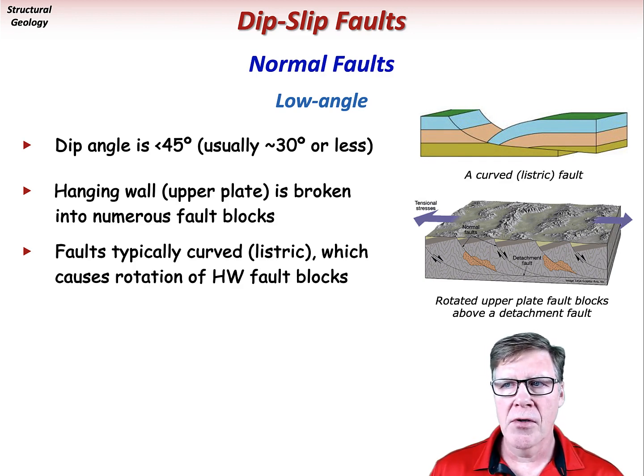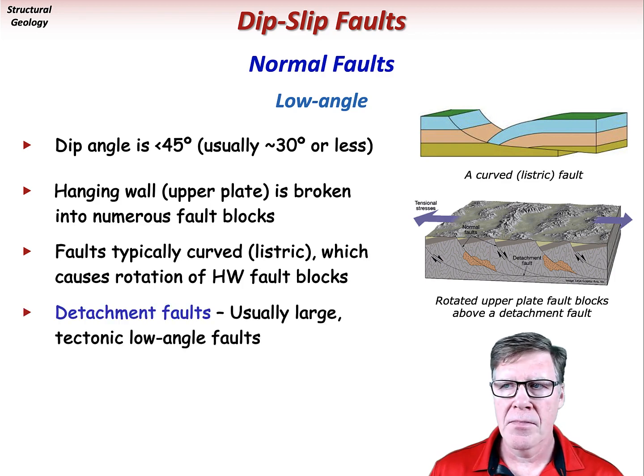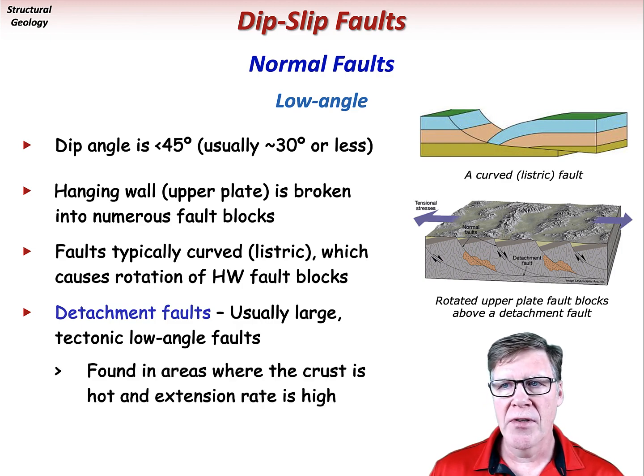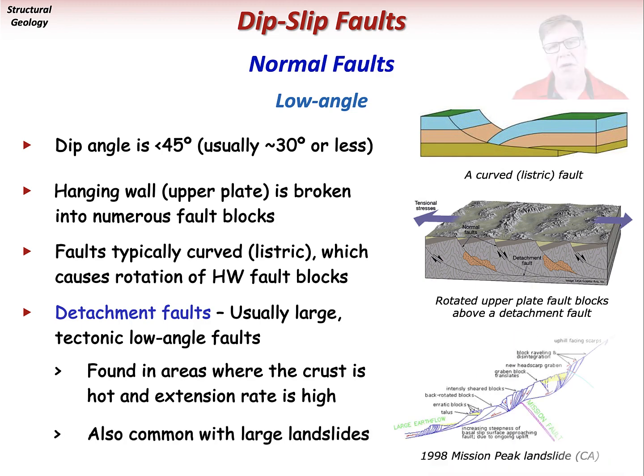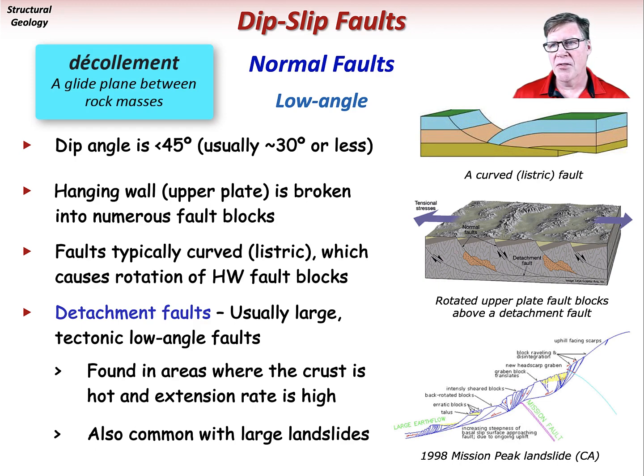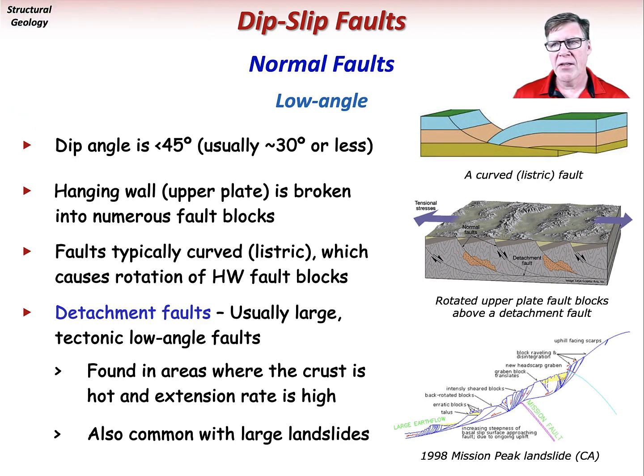Large low-angle faults are also known as detachment faults, and are generally master faults with significant horizontal displacement. They are found in areas where the crust is relatively hot and the extensional rate is high. Low-angle faults are also common in large landslides, and serve as the glide plane or décollement for the landslide mass. A great example is the 1998 Mission Peak landslide located north of San Jose, California.